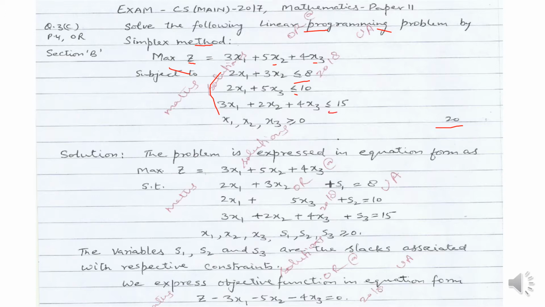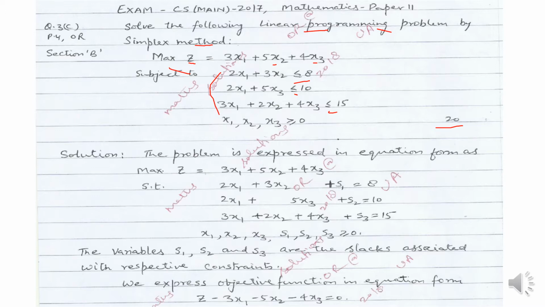So we can see here that all the constraints are of less than equal to type. It means we will be adding slack variables on the left hand side of the constraints, and we will make them equal to type of problem, and that is the standard equation form of the problem, and then we can apply the simplex method. So first we write down the problem in the standard equation form.